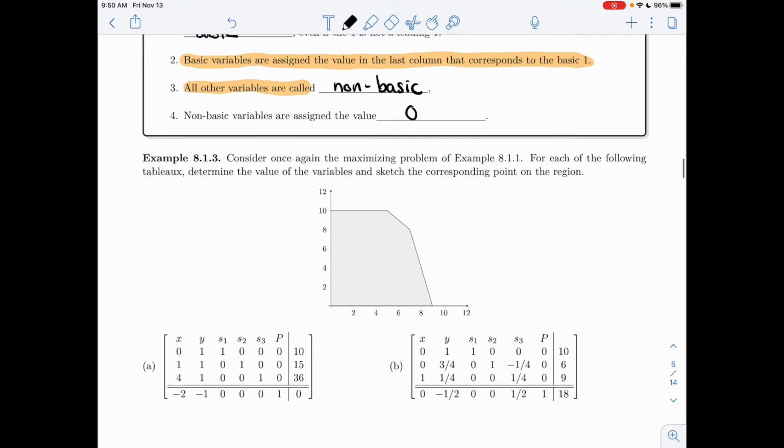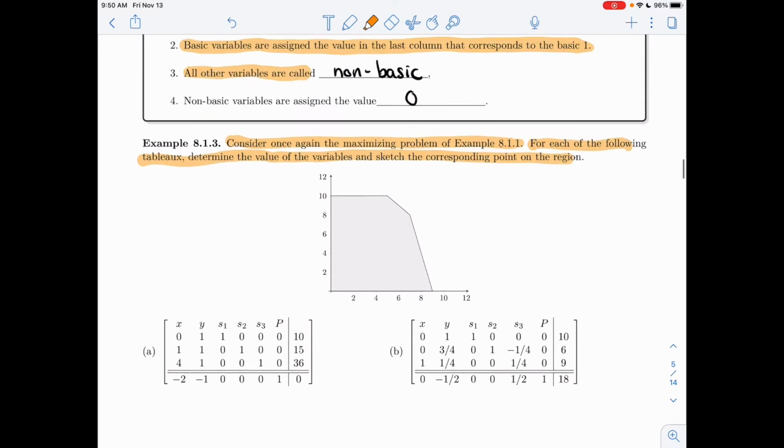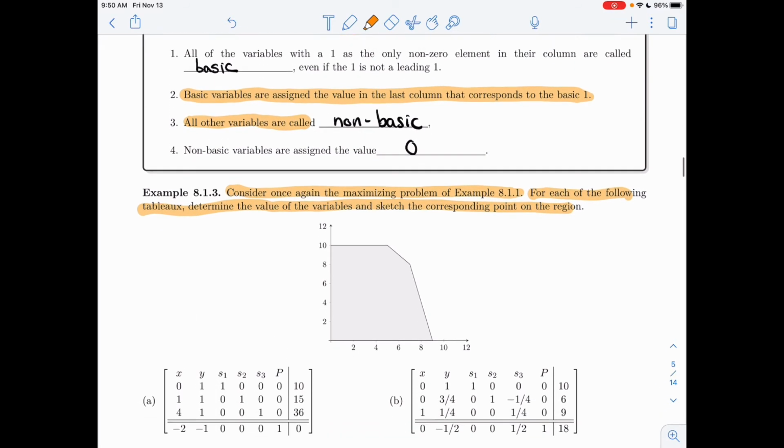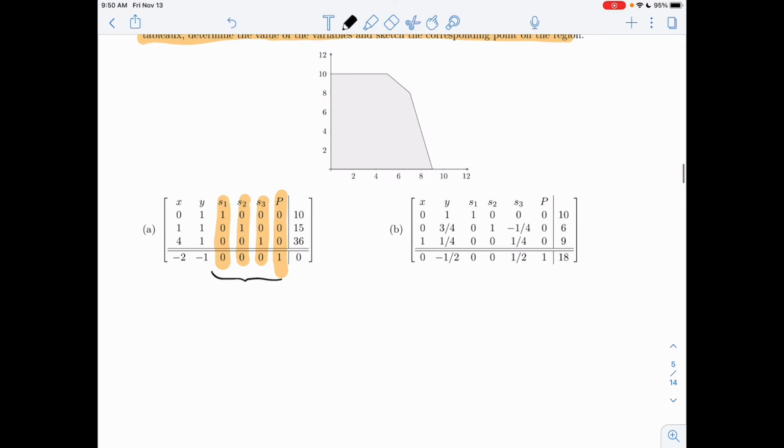All right, consider once again the maximizing problem of example 8.1.1. We'll be looking at that problem throughout. For each of the following tableaux, determine the value of the variables and sketch the corresponding point on the region. So we need to identify all the basic variables. Basic are the ones that look like leading variables before. So all of these are basic. And in this case, x and y are the non-basic ones.